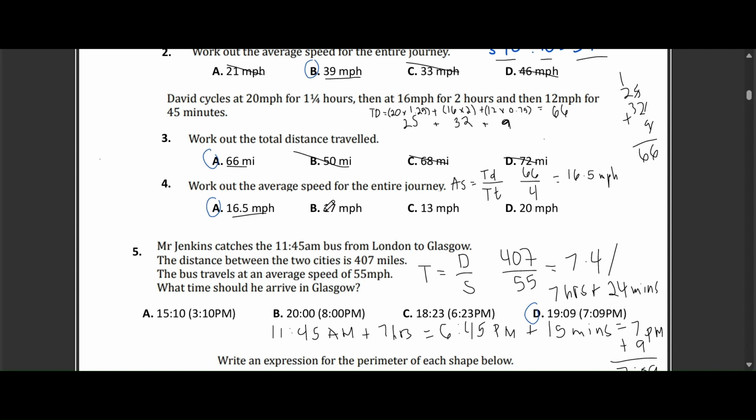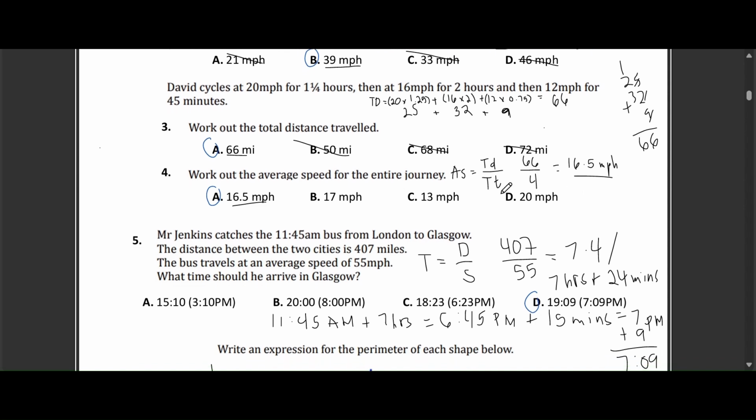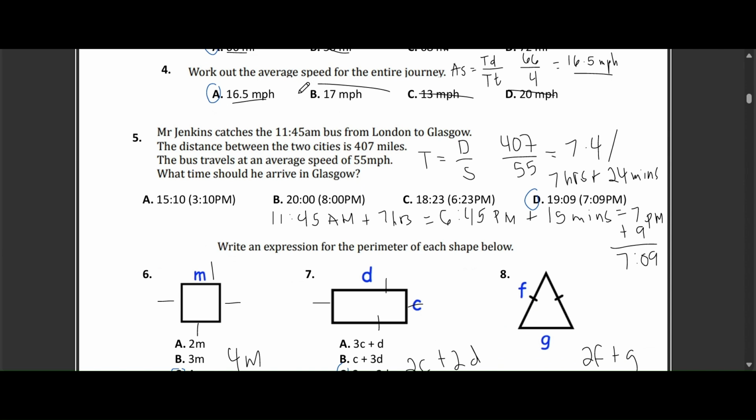From the last question, we know that the total distance is 66 miles. This question tells us that the total time is 4 hours. So to find the average speed, we divide the total distance by the total time, 66 divided by 4, which equals 16.5. Option B is slightly over, option C is too low, and option D is the max speed, but not the average. So the answer is A, 16.5 miles per hour.